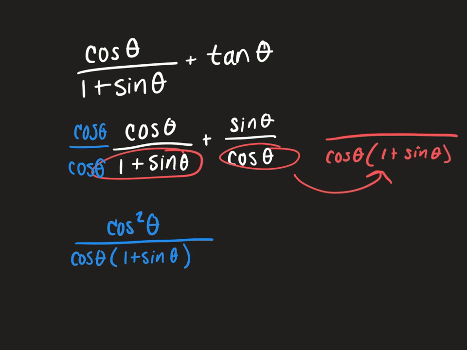Okay, we multiply the other by 1 plus sine. We have to take this one and multiply it by 1 plus sine over 1 plus sine. Okay. And then the answer is 1 plus sine squared theta.